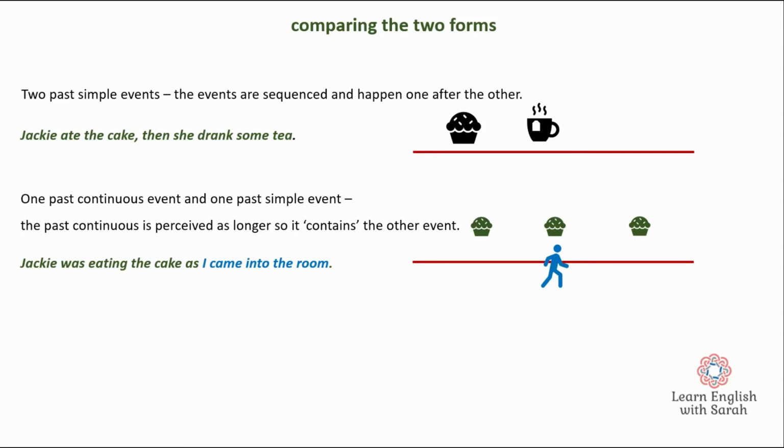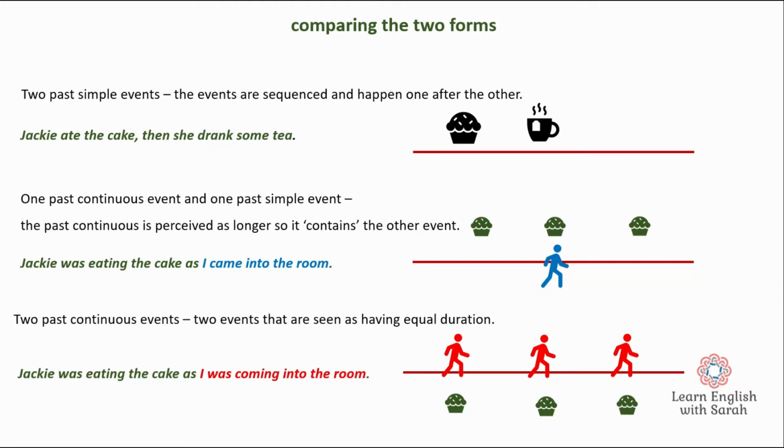And now we come back to this word perceive, and now it starts to become important. The past continuous is perceived as the longer event, and it contains this shorter event. So in the head of the speaker, in the mind of the speaker, this green event, the cake, is longer, and me coming into the room, this is a short event.